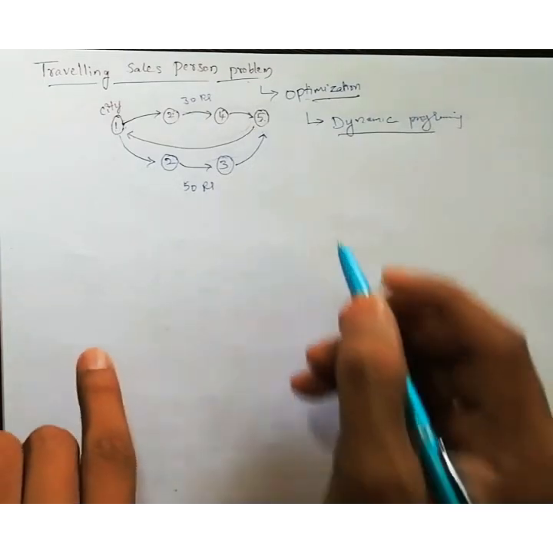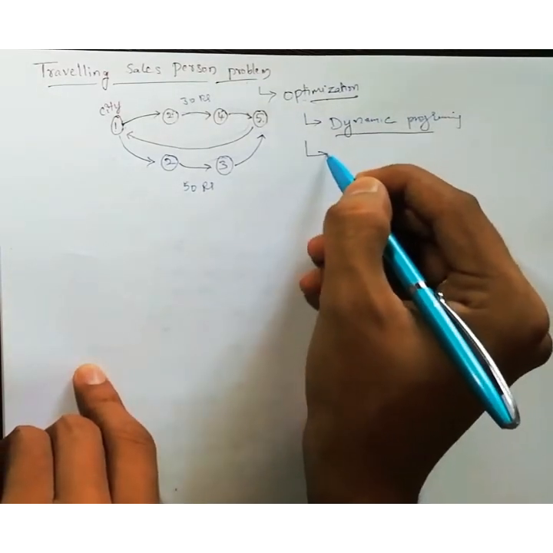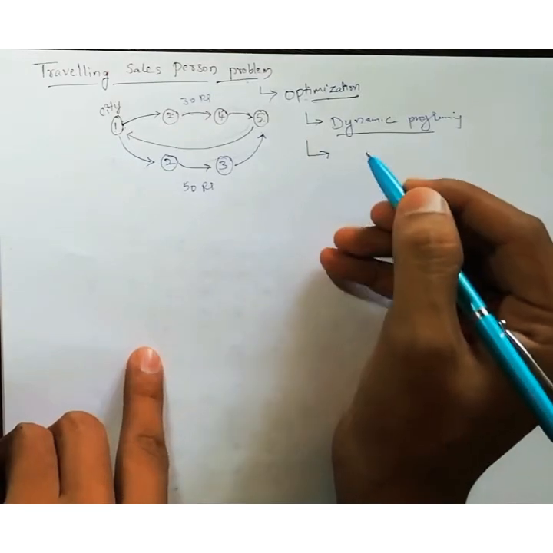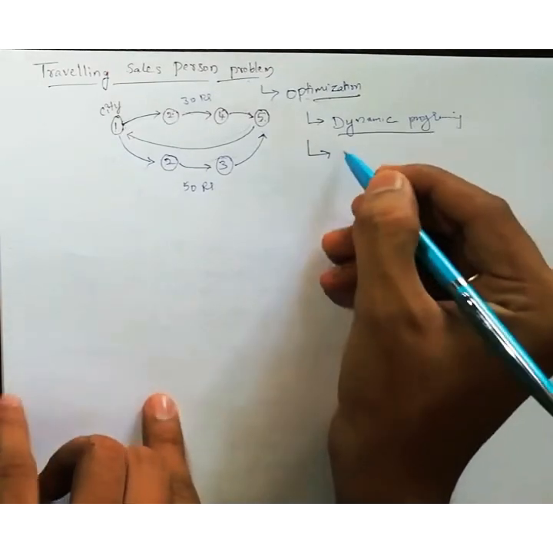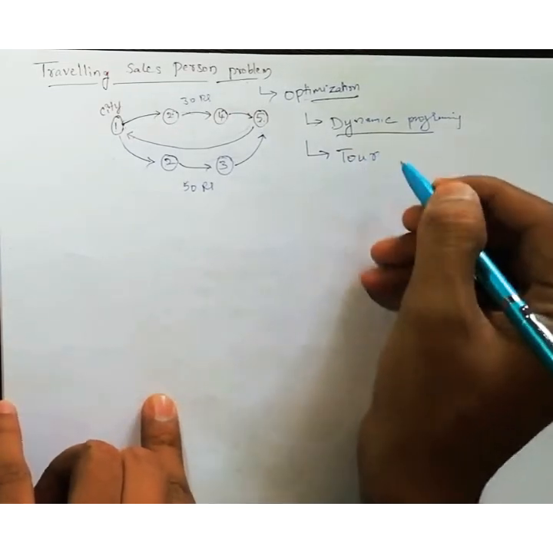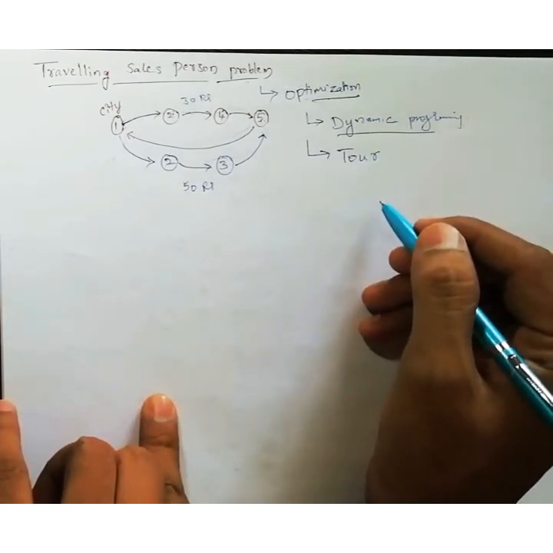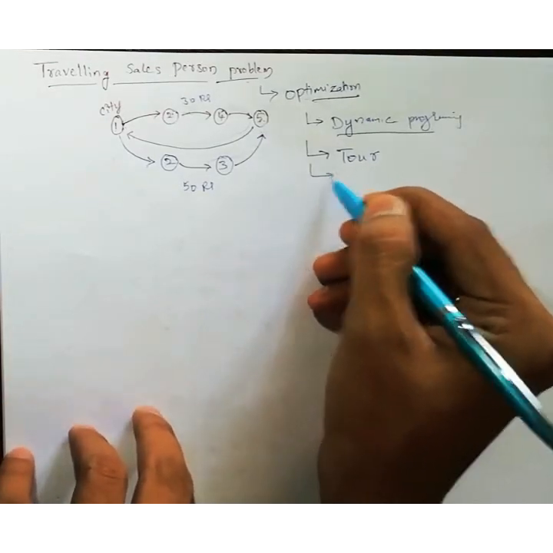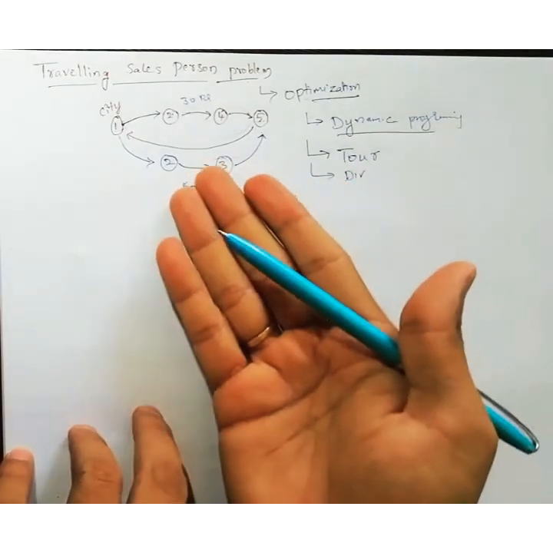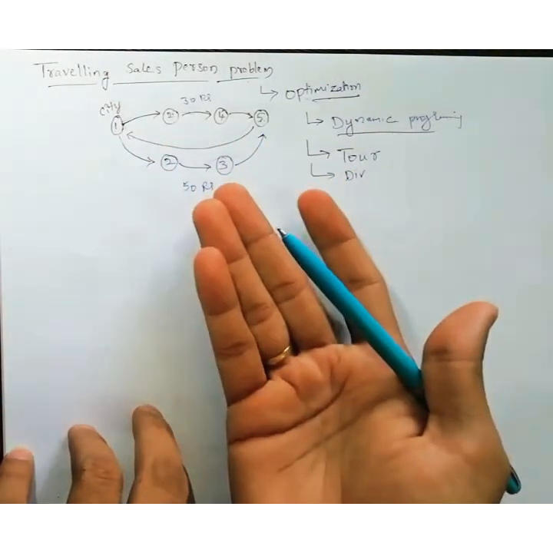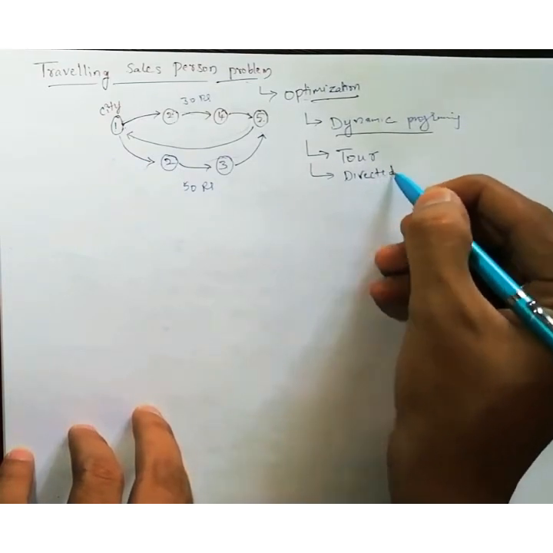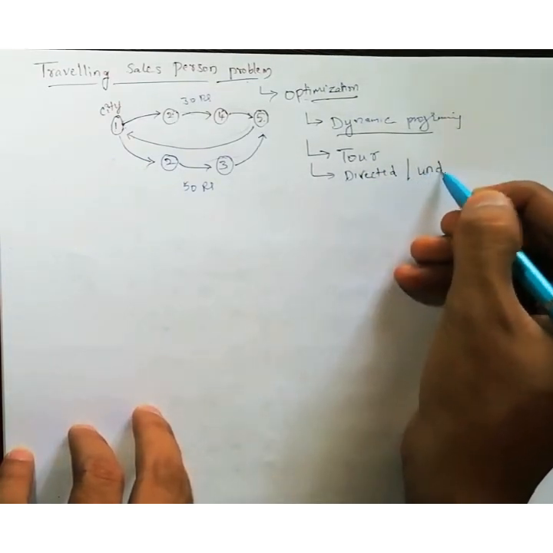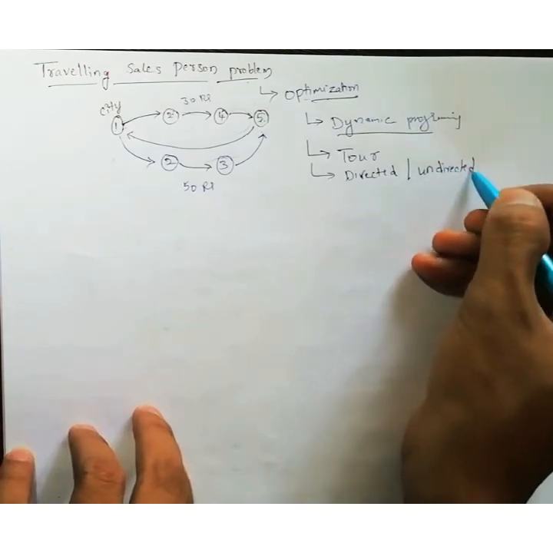This problem can also be called the tour problem. Sometimes they may ask to find the tour cost of the given graph. Don't get confused, we can also call it the tour problem, the optimal cost tour. And we can solve this using a directed graph, because here we have taken a directed graph. If it is an undirected graph, that is also okay. So it works for directed and also for undirected graphs.